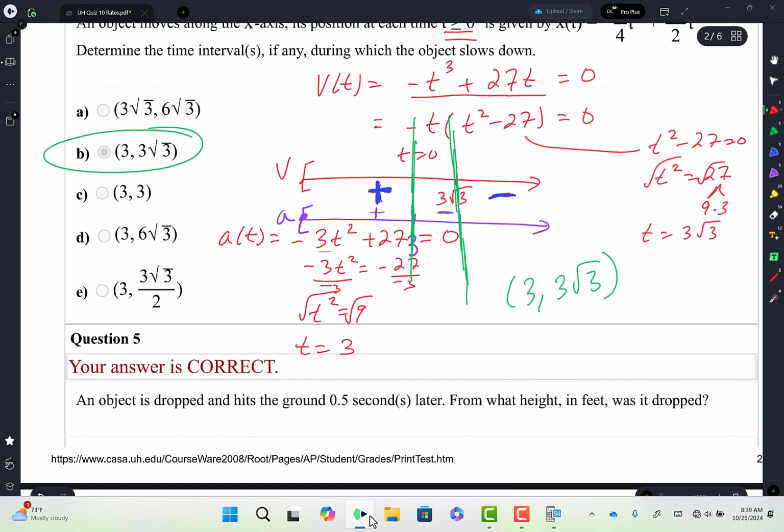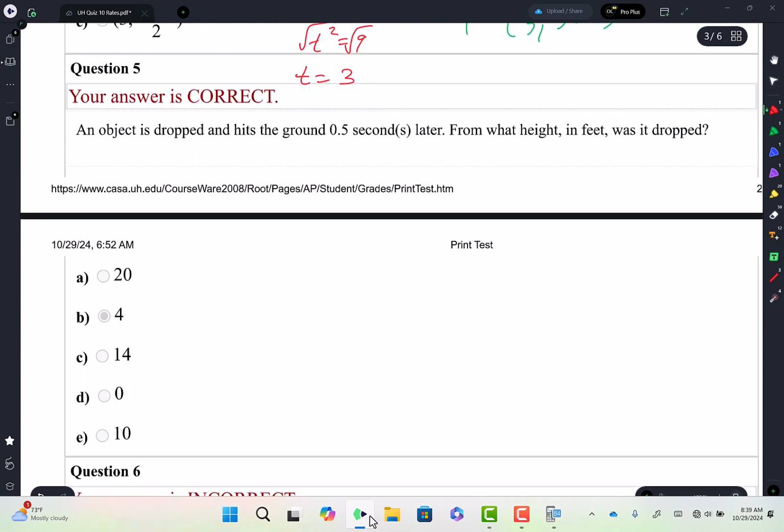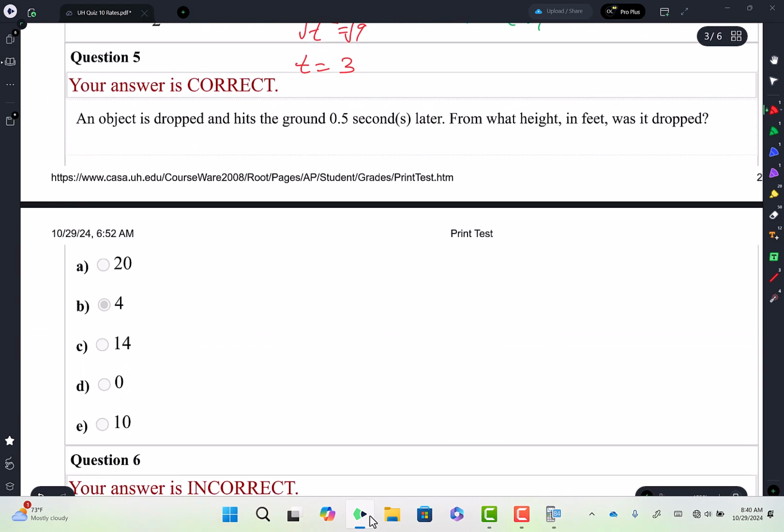All right. Let's see. Oh, yeah, this one you can do with kinematics, but this is one of the easier ones. An object is dropped and hits the ground 0.5 seconds later. From what height in feet was it dropped? Okay, so I'm just going to use the position equation. I'm going to say my position when I dropped it was 0, so whatever value I get is going to be negative. I'm going to take the absolute value.